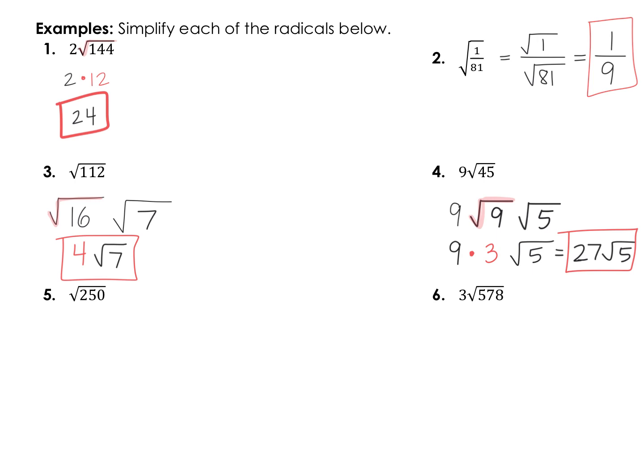See if you can figure out number 5. What does it divide by? Yeah, 250 divides by 10. If you know that, then this will help you, because it ends in a 0, it divides by 10. And when you divide by 10, you get 25. So it breaks up as 25 times 10. And what is the square root of 25? 5. So 5 root 10.